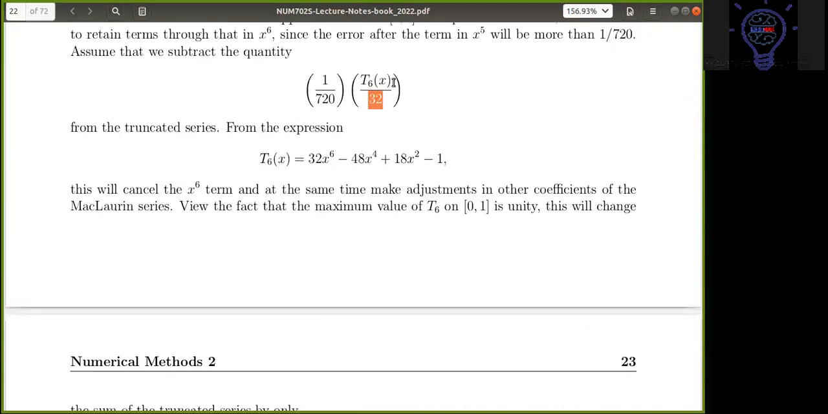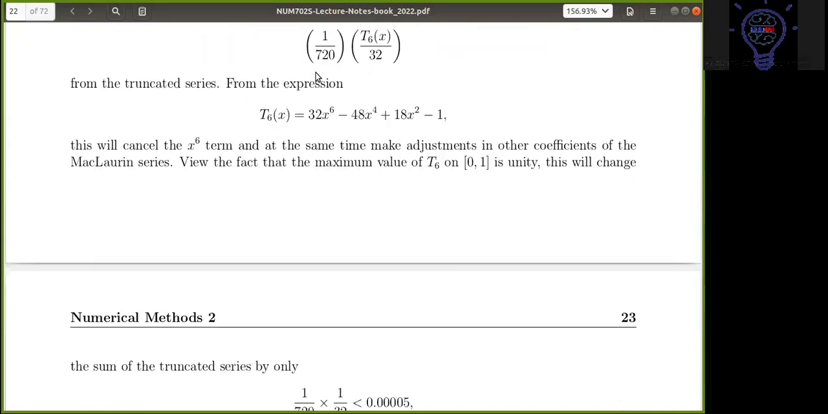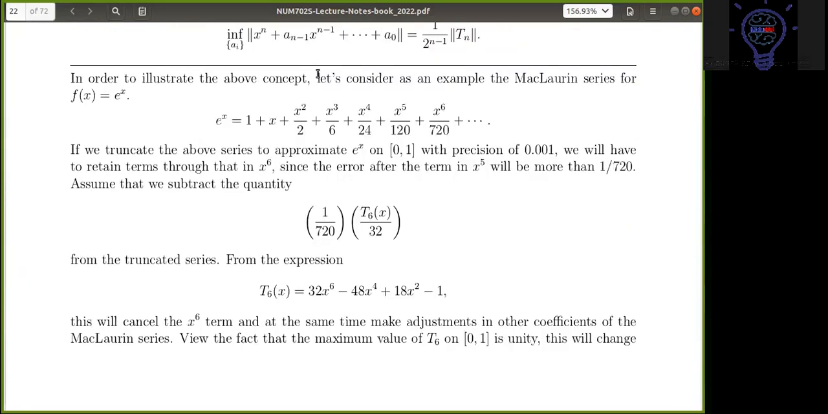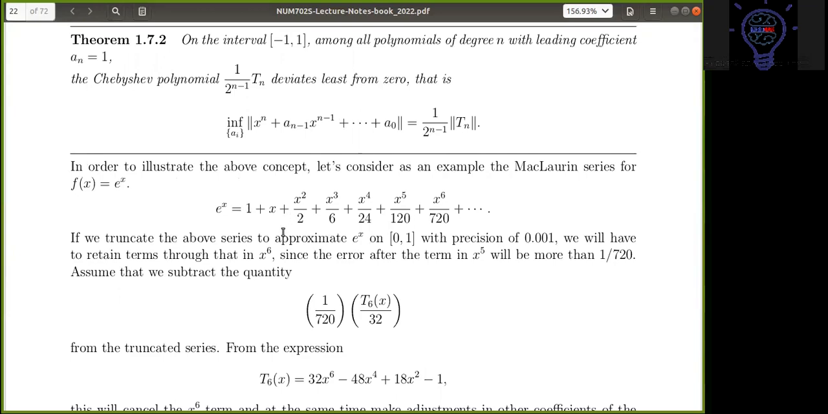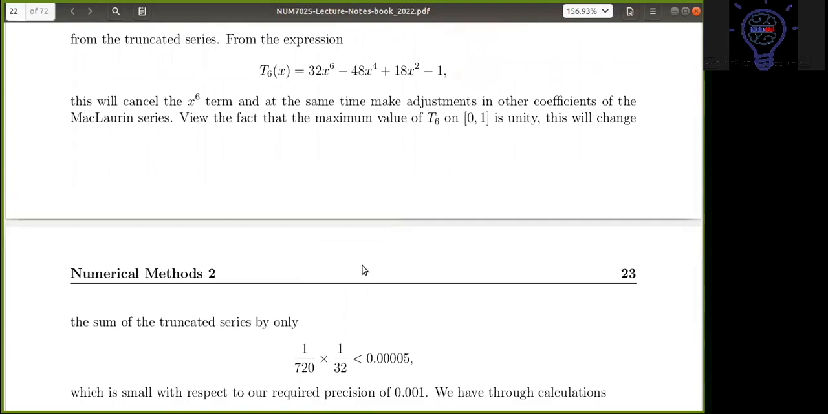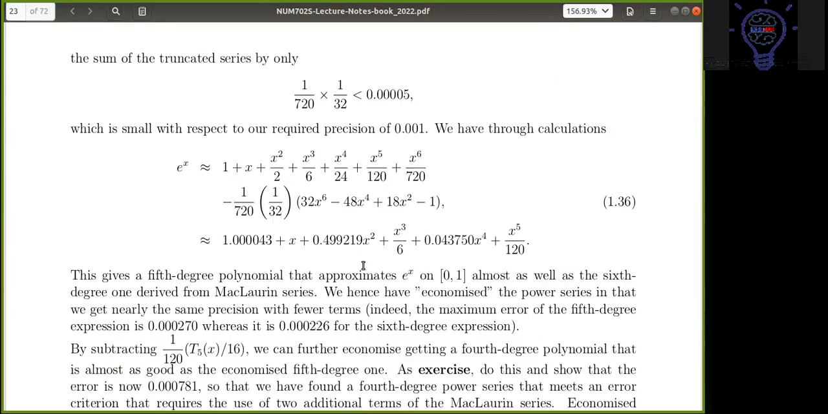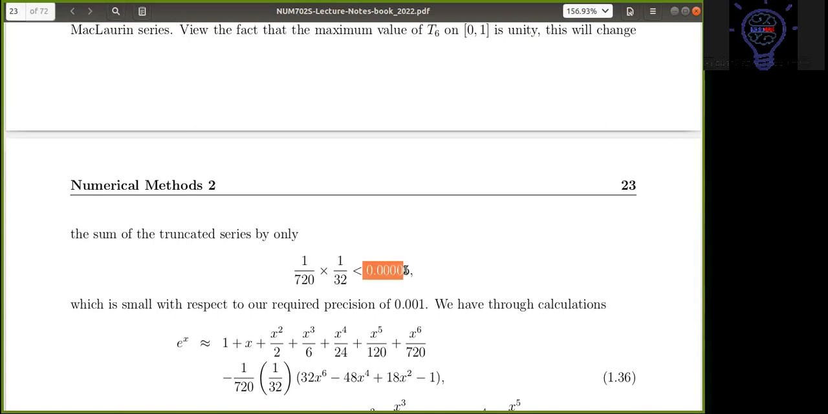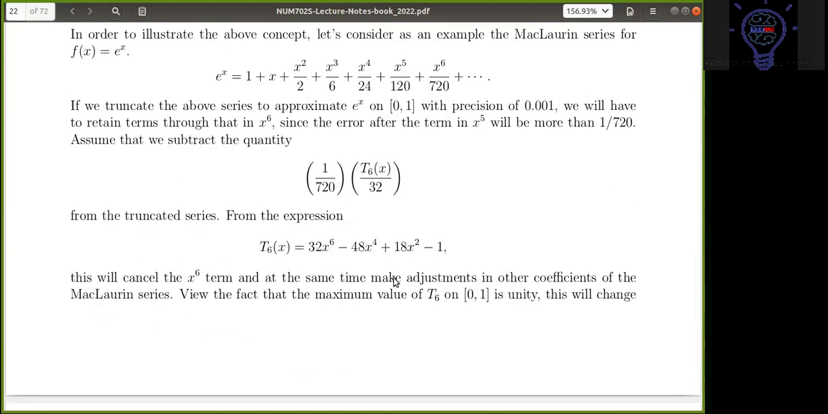Yeah, so it will be 1 by 32, and then we multiply by 1 by 720. So this will be the maximum error that we will be able to incur by performing this economization. So this will be the maximum, and if we compute this maximum, we can see that it will be less than 0.0, what is that accuracy?